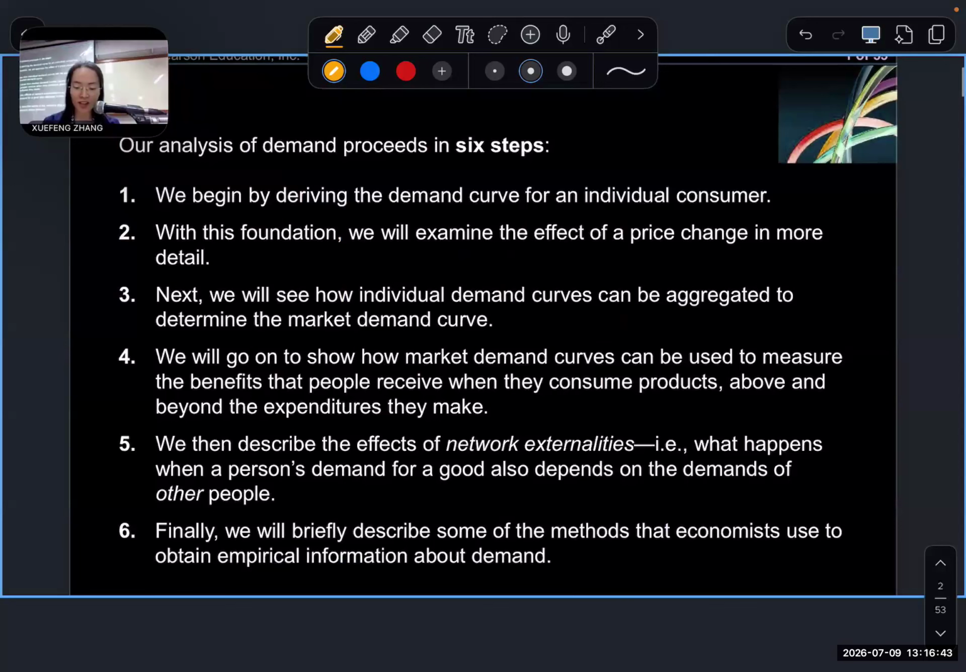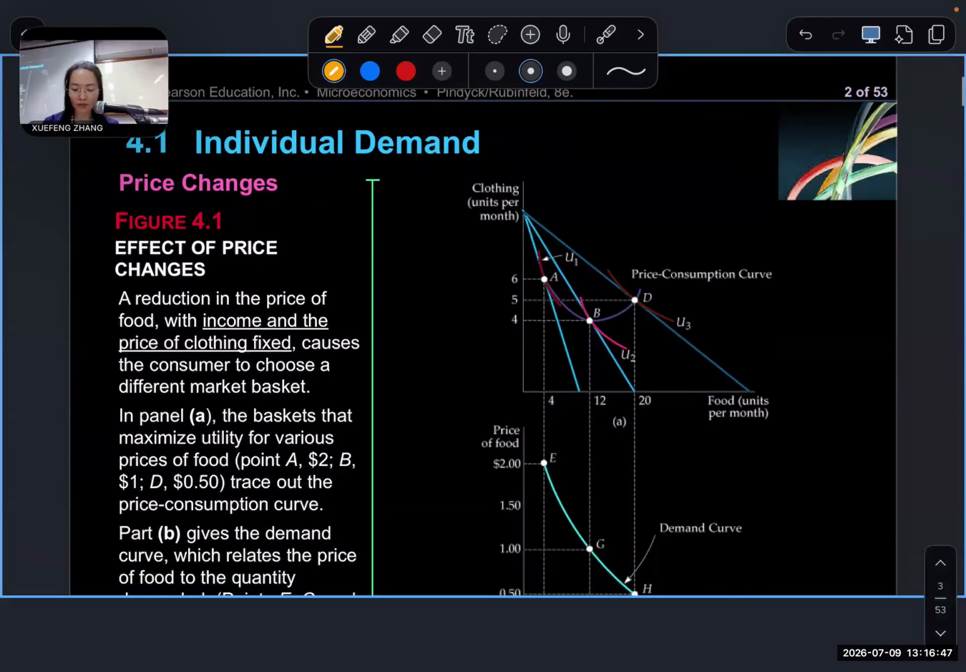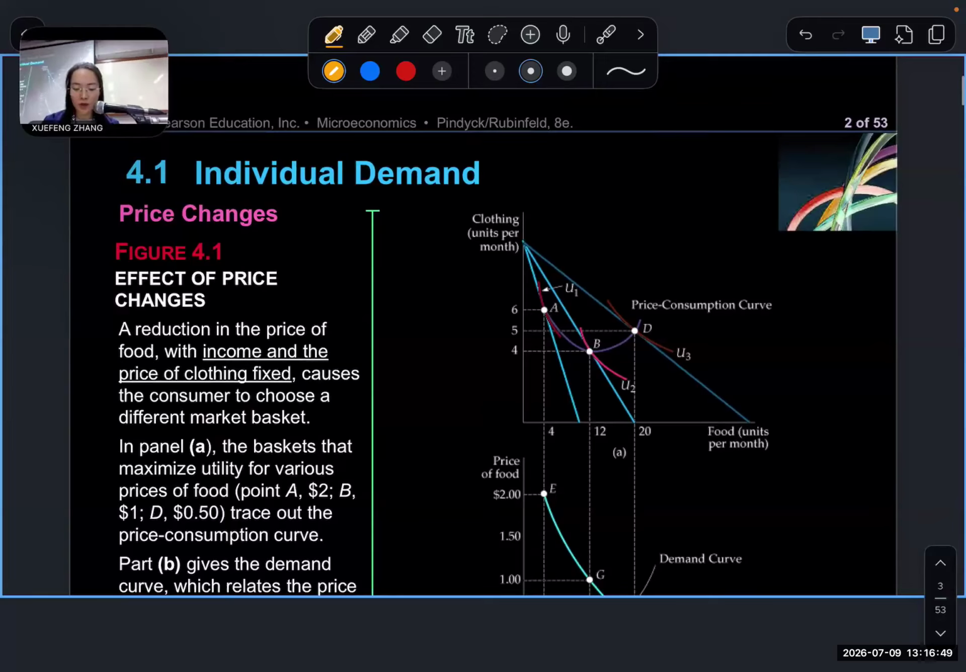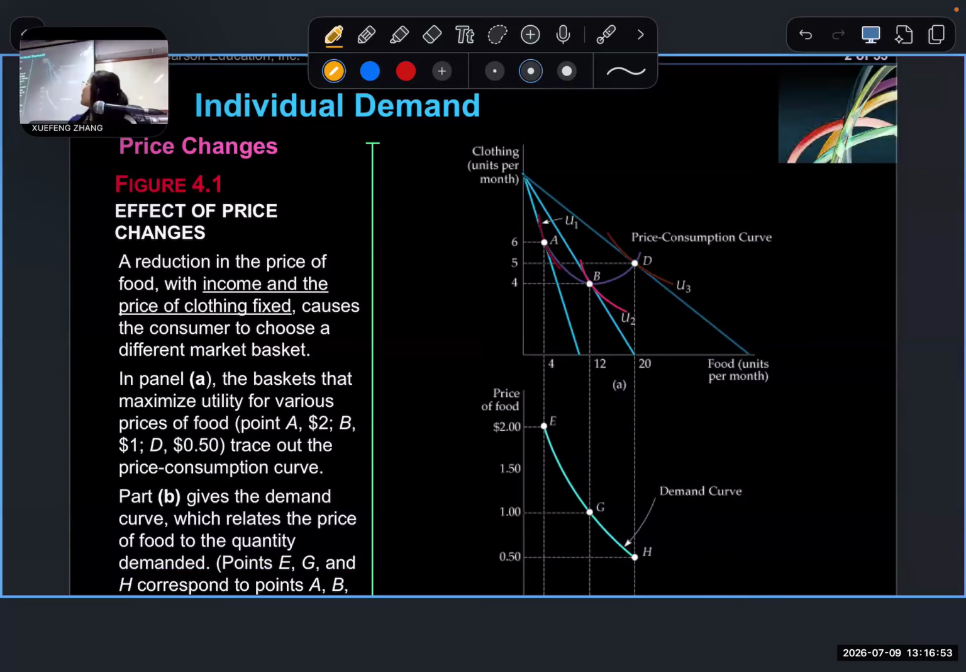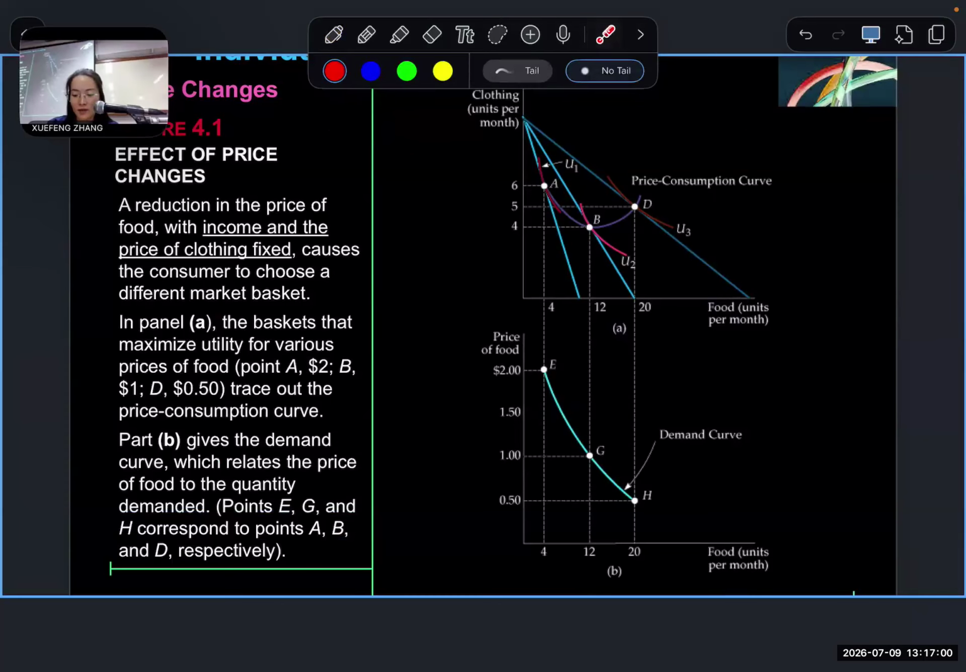Okay, so here are the steps that we're gonna follow for your reading. Next one, let's move to 4.1, individual demand. Okay, so here is about price changes. Look at the graph. So the idea is, what happens when food gets cheaper? The information is here.